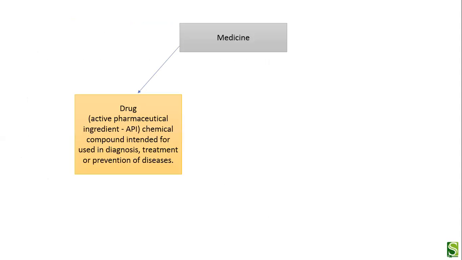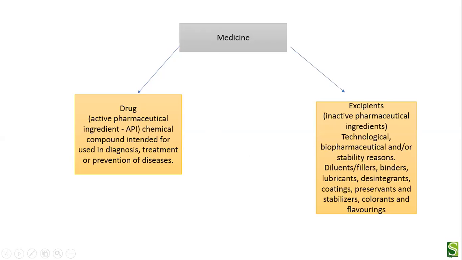dosage form. Now, whenever you compound a medicine, it consists of two parts. The first one is the drug. Drug is nothing but the active pharmaceutical ingredient or API, and it is the chemical compound which is intended for use in diagnosis, treatment, or prevention of the disease. Next is the excipients. Excipients are inactive pharmaceutical ingredients which are used for stability reasons. It includes diluents, fillers, binders, lubricants, disintegrants, coatings, preservatives and stabilizers, colorants and flavorings.